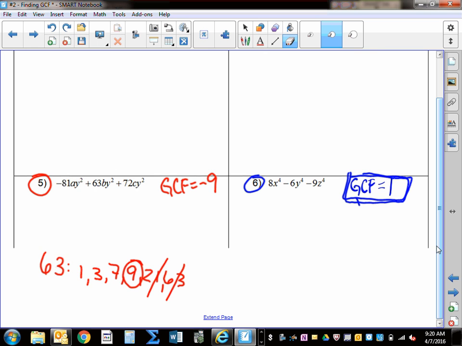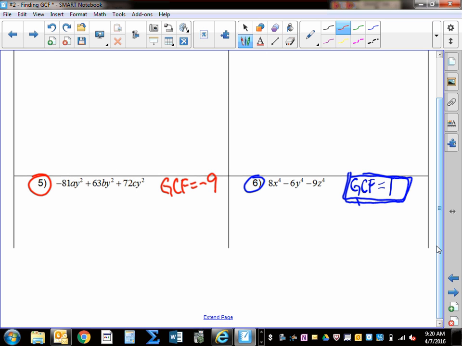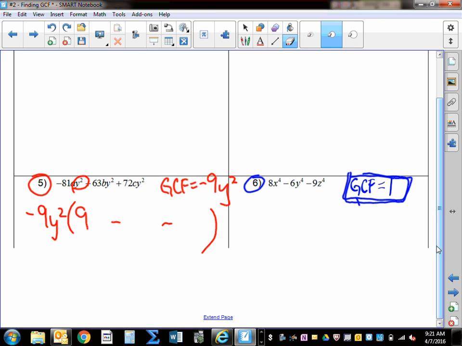Okay, what variables do they have in common? Y squared. Good, and that's the only thing they have in common of their variables. Okay, so negative 9y squared. What does that negative do to my signs? Changes all of them, so that becomes positive, negative. Alright, 81 divided by 9. And what's left behind of my ay squared? Just the a. I took out my y squared, right? So all that's left is my a.